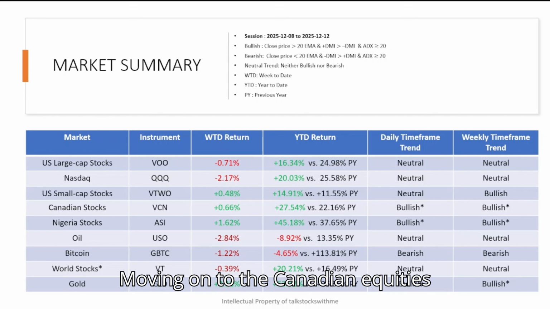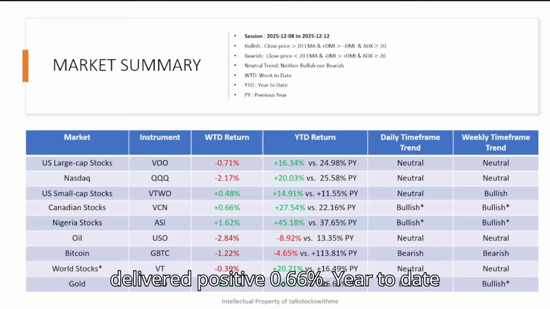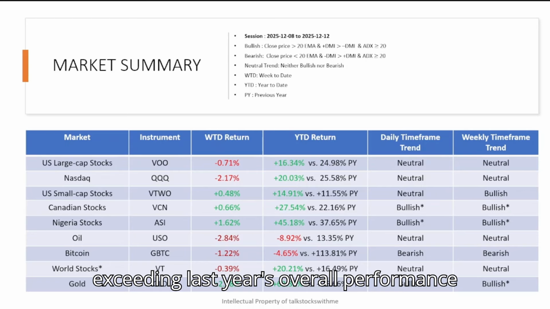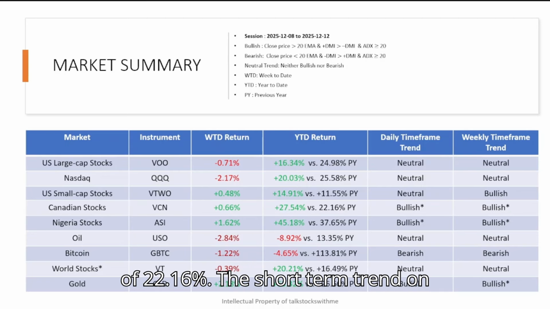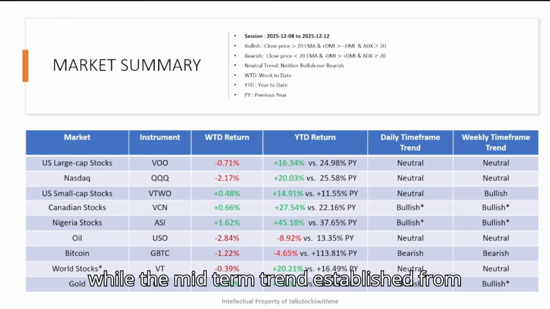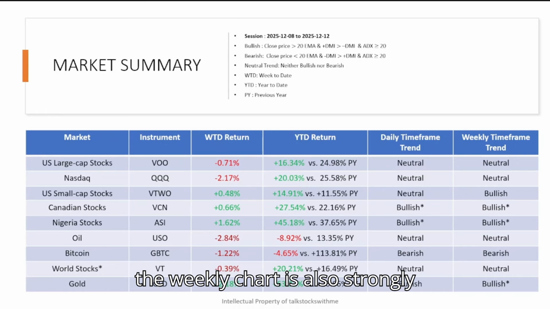Moving on to the Canadian equities, tracked by the ETF VCN, this week delivered positive 0.66%. Year to date, VCN has delivered positive 27.54%, also exceeding last year's overall performance of 22.16%. The short-term trend on the daily time frame is strongly bullish, while the mid-term trend established from the weekly chart is also strongly bullish.